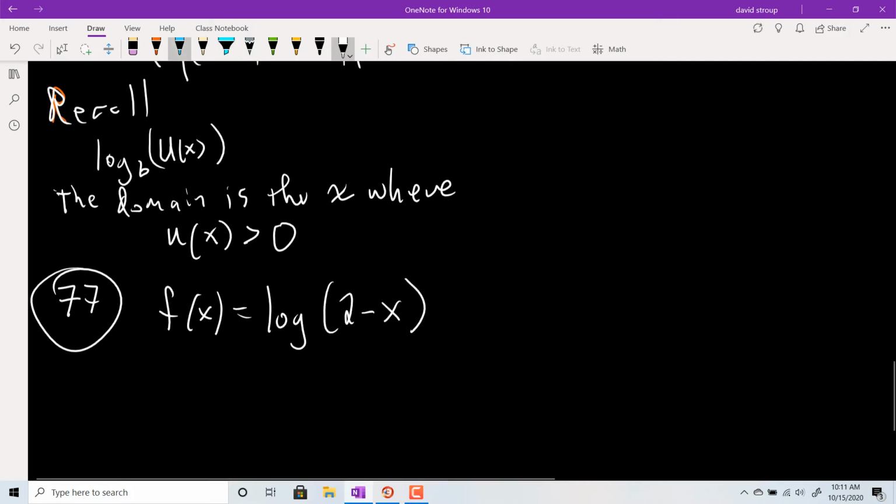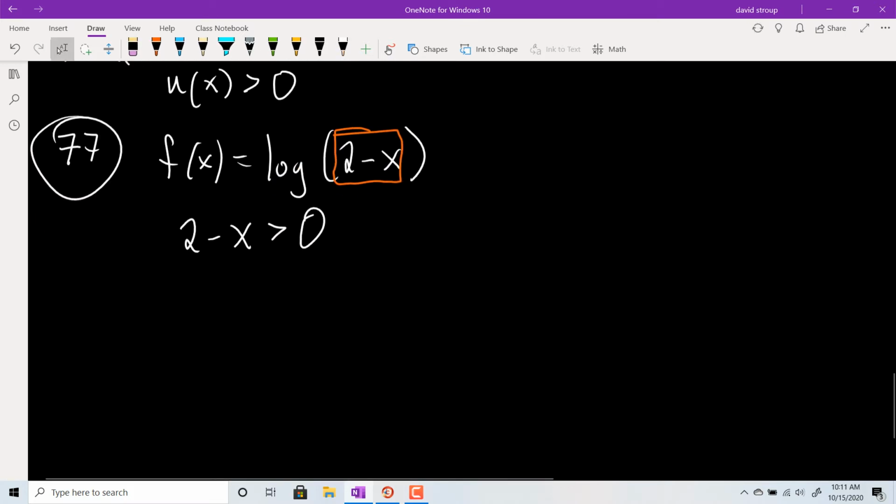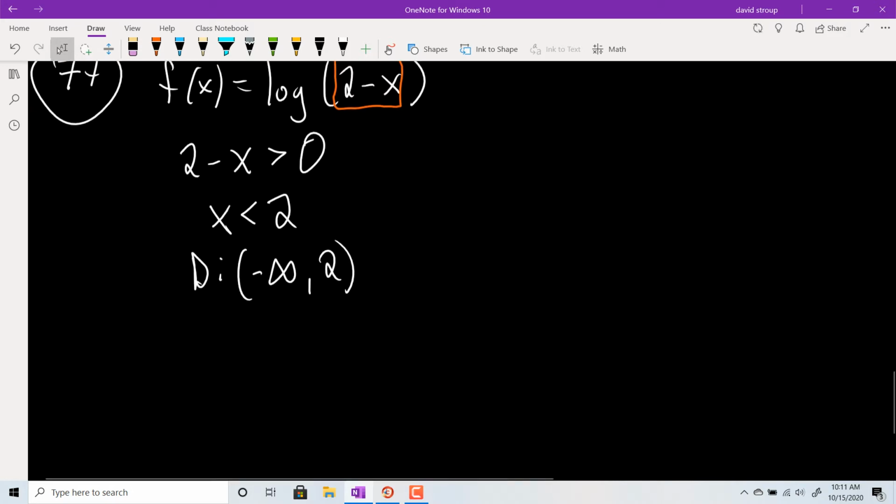What you do is basically just borrow the insides of the logarithm and form this inequality and then solve the inequality. Okay, so add x to both sides, you'll get x less than 2. Okay, and that's the domain. The domain is the set of all real numbers x such that x is less than 2. Okay, so you have to write it in interval notation, and there we go.